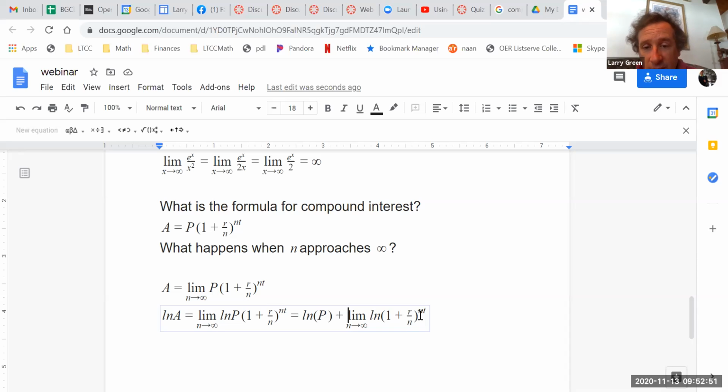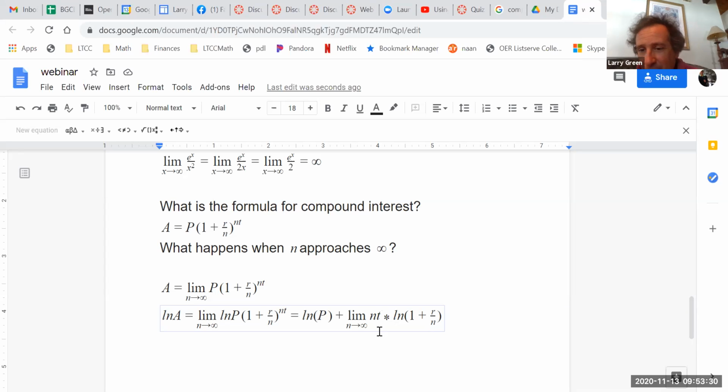That's a log rule. Now, what happens when you have a log of something to a power? What can you do? Looking for another log rule? Yeah, the power goes out in front. So I can take that nt and put that out in front. Now it's got an n in it, so you can't put it on the other side of the limit, but you can still write nt times ln of 1 plus r over n. Any questions so far?